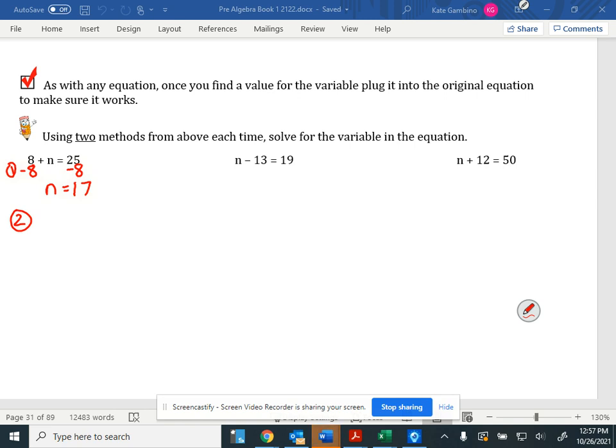Another way of doing it, let's say we want to do the fact family. So instead of 8 plus n equals 25, we could say 25 minus 8 equals n. So 25 minus 8, we know, is 17. So that's two ways of solving your equation. They're very similar because we're using the same numbers and the same variable. So they're very similar, but it's doing it two different ways.